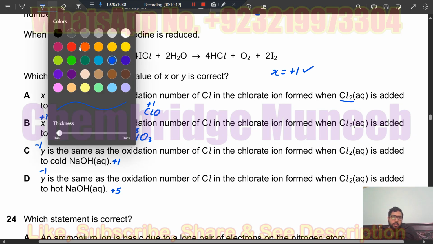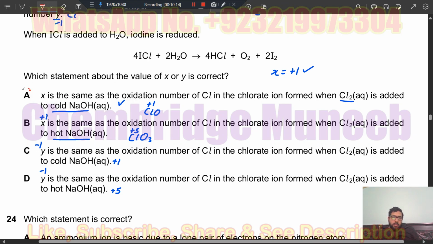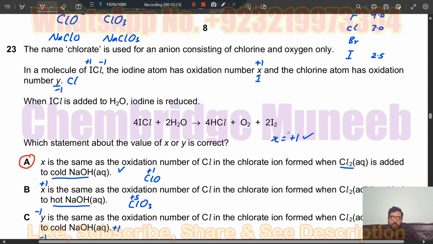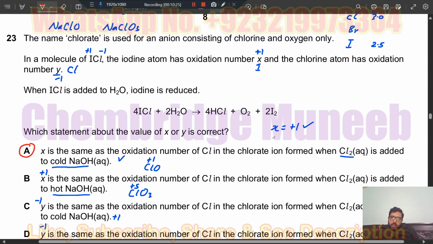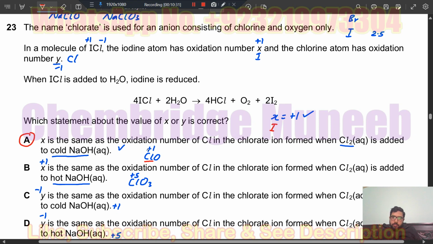So in options B, C and D, there is no similarity between the oxidation states. The only correct option is A, in which the oxidation state X is +1, which indicates iodine, and it is the same as the +1 of Cl in ClO.